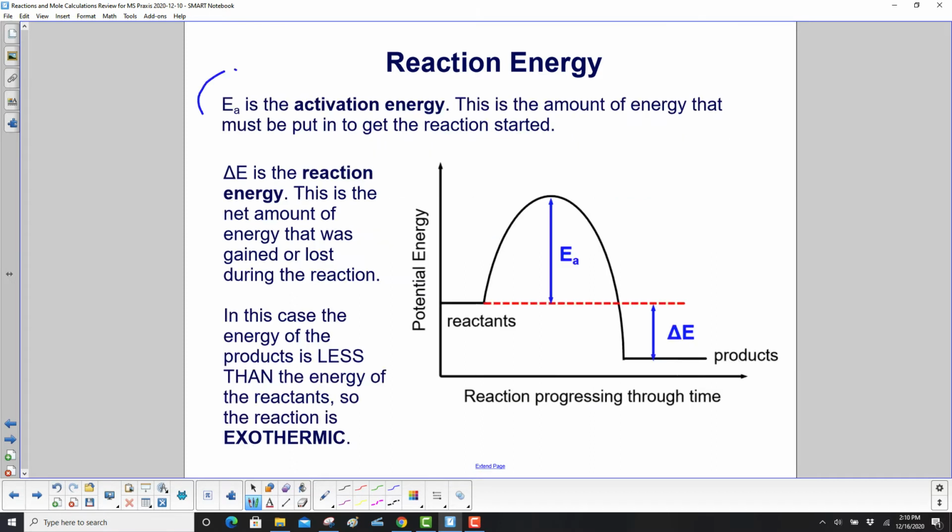E sub A is the activation energy. This is the amount of energy that must be put in to get a reaction started. Delta E is the reaction energy. This is the net amount of energy that was lost or gained during the reaction.